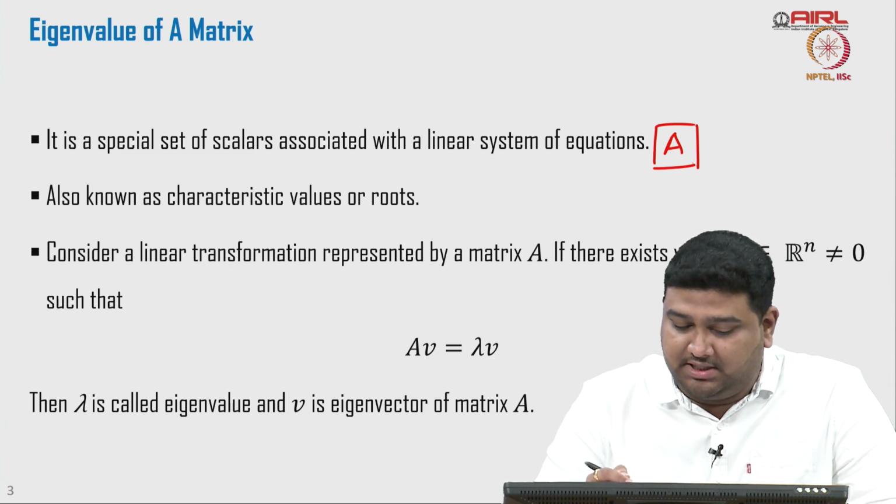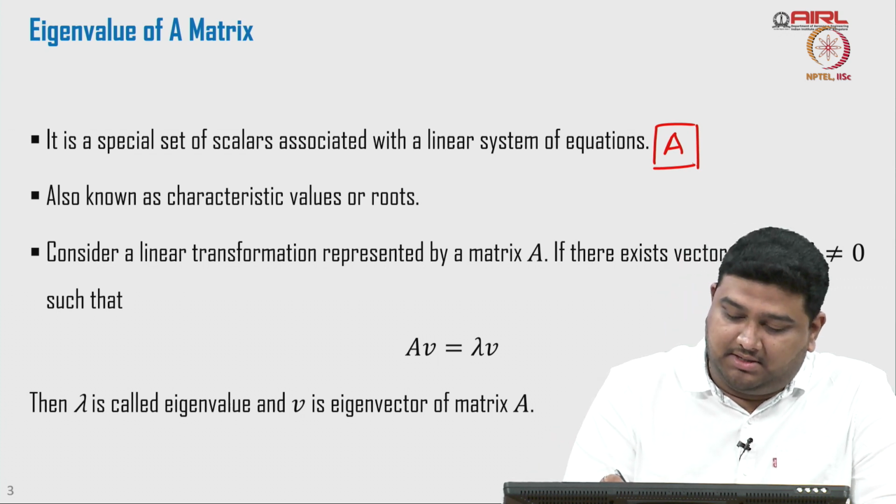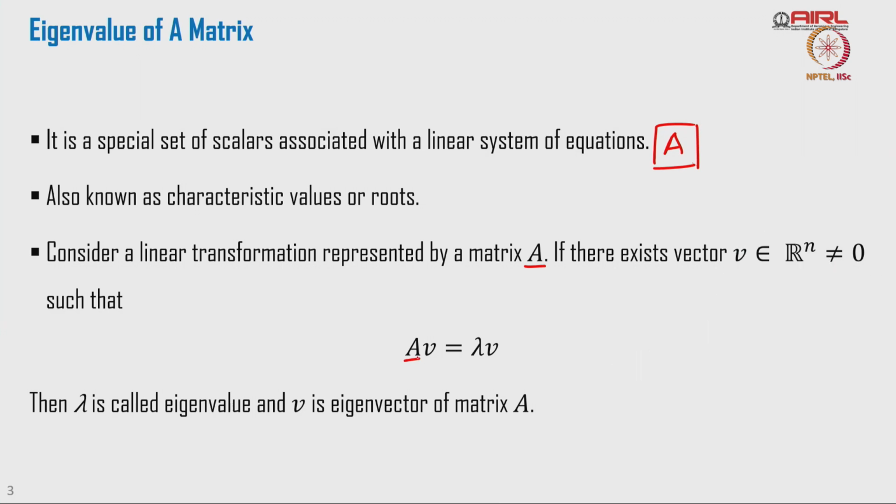So now let us consider a linear transformation represented by this matrix A. If there exists a non-zero vector V in the n-dimensional space Rn such that AV equals lambda V is satisfied, then this lambda is called the eigenvalue and this V is called the eigenvector.